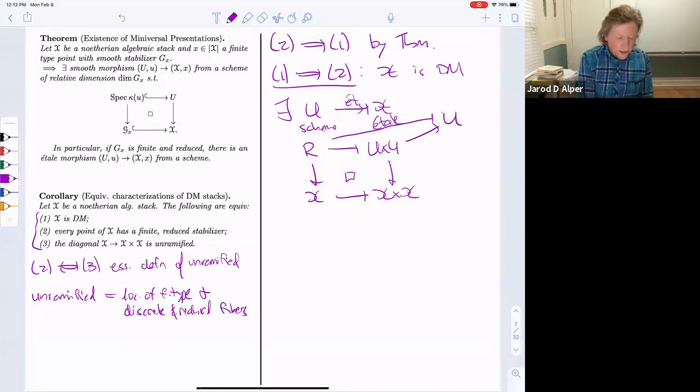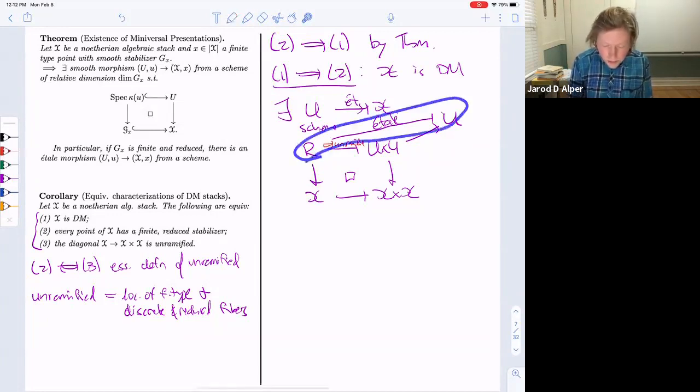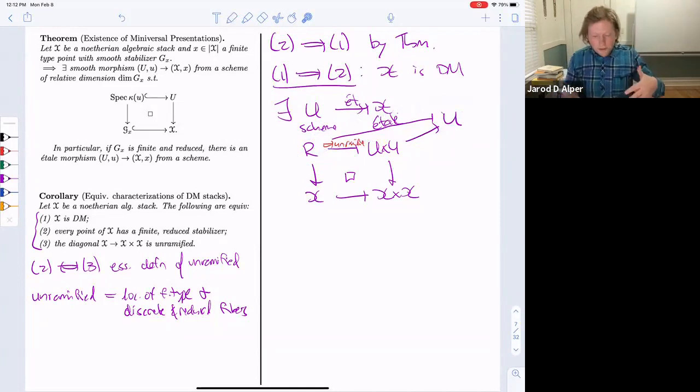And we're trying to show something about the fibers of this map. So that implies this is unramified, because the fibers of R to U are just discrete, and the fibers of this map therefore sit inside the fibers of that one. This is something you get for free with the existence of an étale presentation.